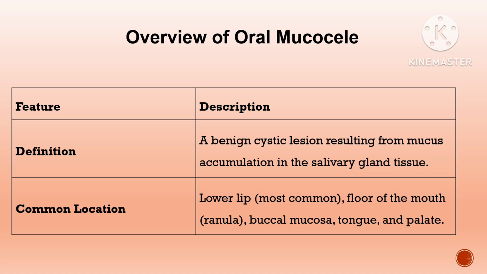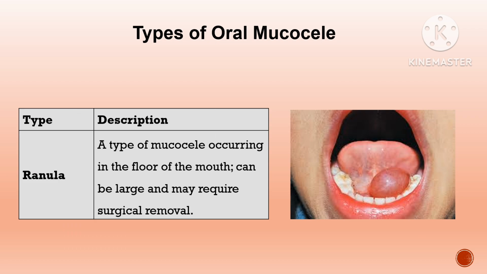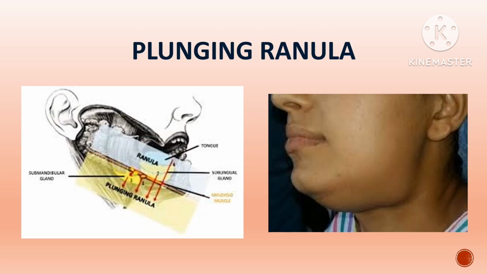The common location of mucocele is the lower lip, but it can occur anywhere, including the floor of the mouth. When it occurs on the floor of the mouth, it is termed a ranula. It may occur in the buccal mucosa and other areas with minor salivary glands. Plunging ranula is a type of mucocele that extends from the floor of the mouth into the neck, and it occurs when the mucus from the ruptured sublingual salivary gland escapes through the mylohyoid muscle and accumulates in the neck, leading to a swelling below the jawline.